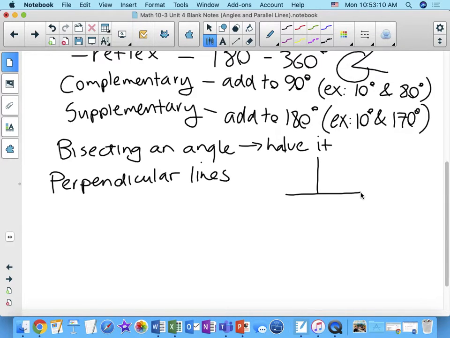Yeah, so they intersect at 90-degree angles. Okay, and then the symbol that we use looks like this, and we could put this little box in the corner, and that box indicates that we have a 90-degree angle. Okay, so this is kind of the angle piece.